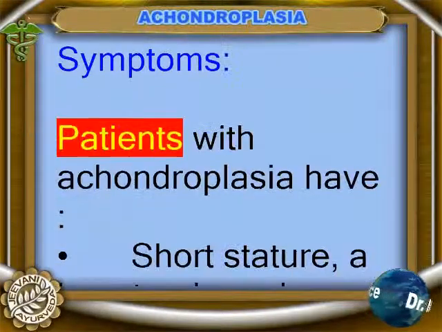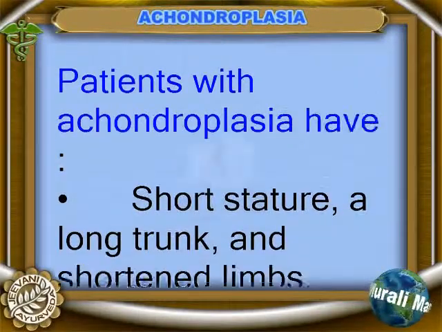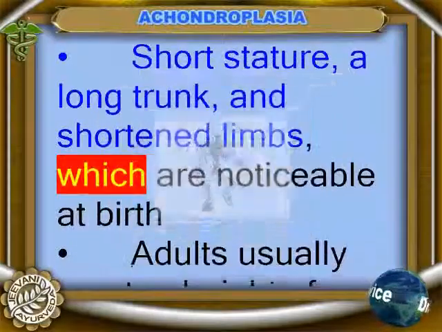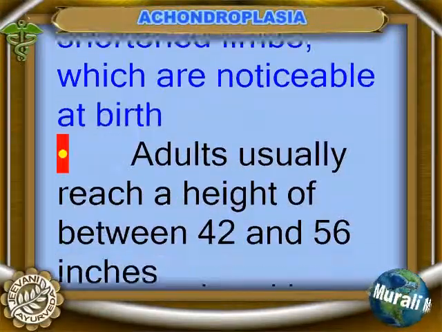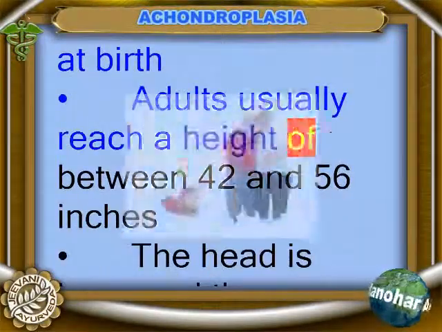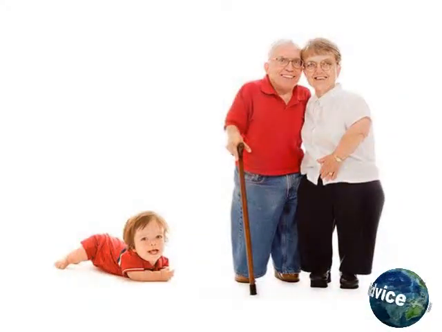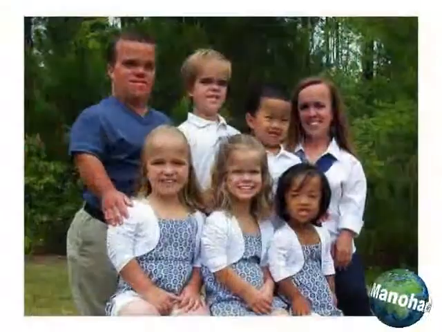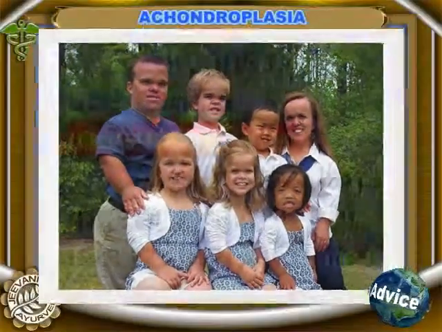Symptoms: patients with achondroplasia have short stature, a long trunk, and shortened limbs, which are noticeable at birth. Adults usually reach a height of between 42 and 56 inches. The head is large and the forehead is prominent. Portions of the face can be underdeveloped.